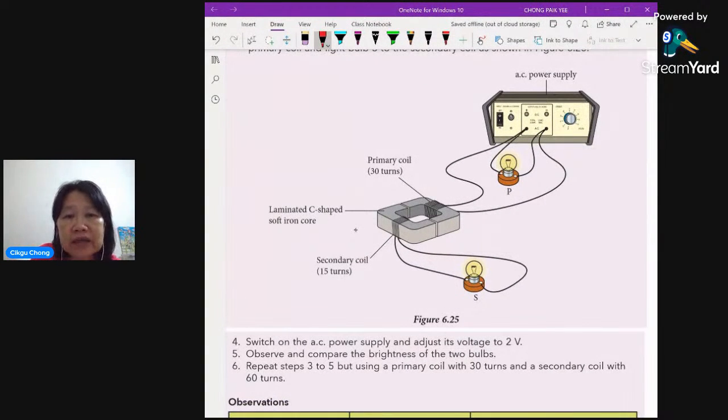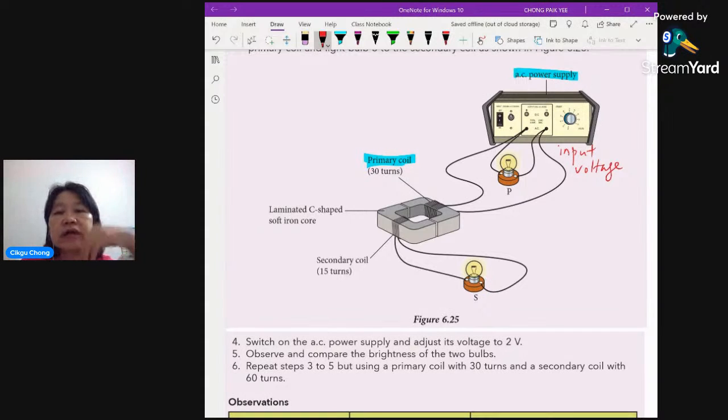And then you wind the coil around one side. If this side is connected to the power supply, this will be considered your primary coil. So always remember primary coil, right? This one so happens to be 30. Primary coil is always connected to your power supply. So this is your input voltage, whatever voltage. You can put here 2 volt, 4 volt, 6, 8, or 10 volts. This is called input voltage.